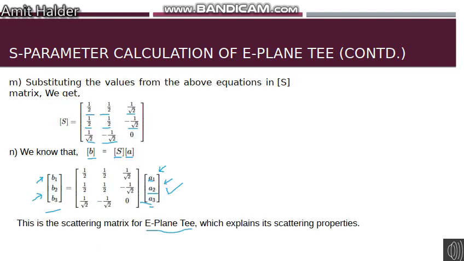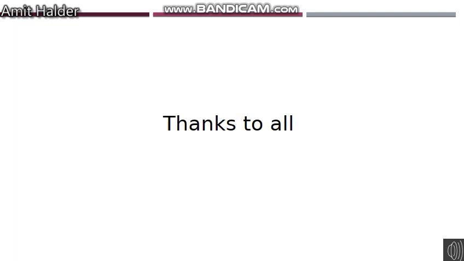And then substituting the values from the above in the S matrix, we get just like this. After calculating all the values of the S matrix, we get these values. So you have to prove this when you are writing answers to questions on the S parameter calculation of the E plane T. So you should write this. And there are some known facts. We know that B1, B2, B3 is half, 1 by root 2. So these types of things are also important in that particular portion. So thanks to all.